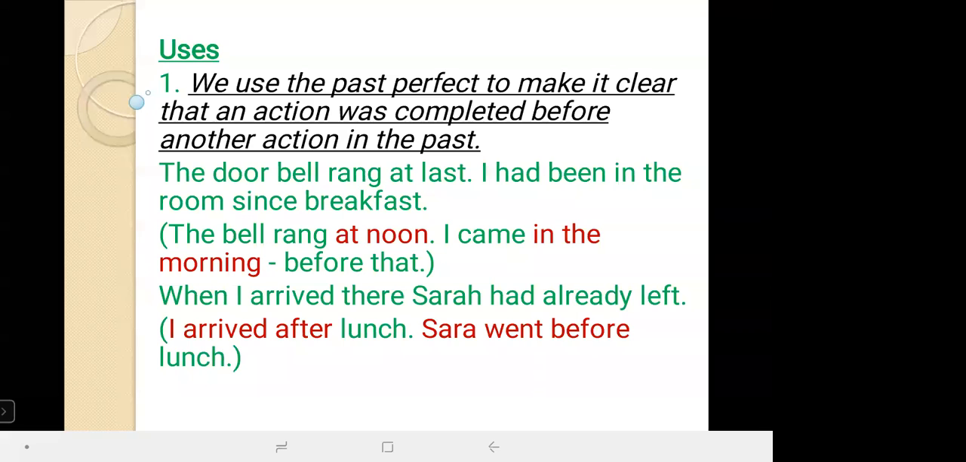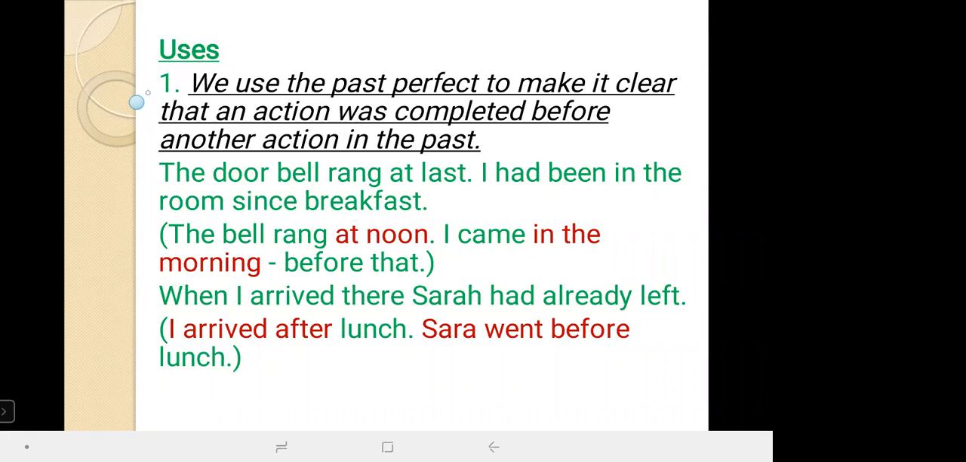To make it more simple, the doorbell rang at last. I had been in the room since breakfast. This person has been sitting in that room since breakfast. The bell didn't ring, but at last the doorbell rang. So staying in that room is the first action, and the ringing of the bell is the second action. So always when you have two actions in the past, if the first one is completed before the second one, you use past perfect for the first action and simple past for the second action.